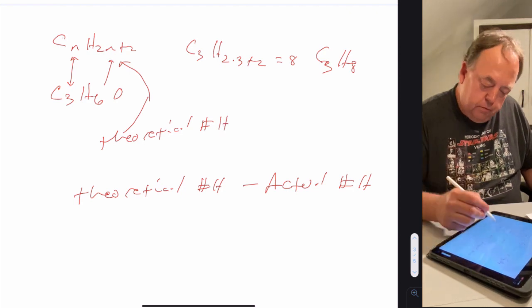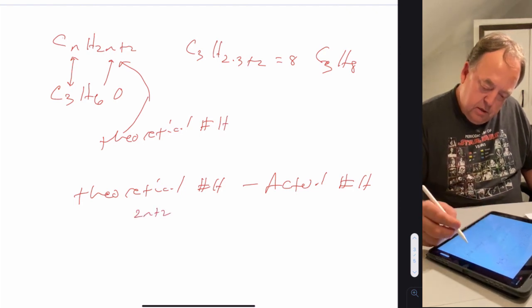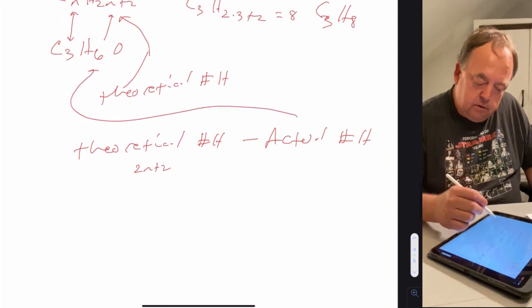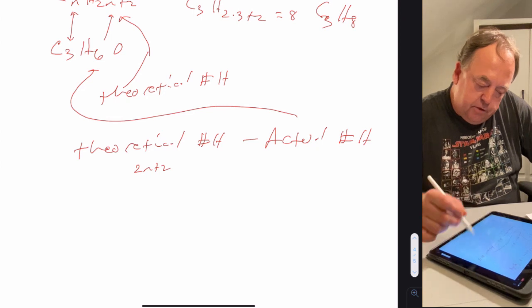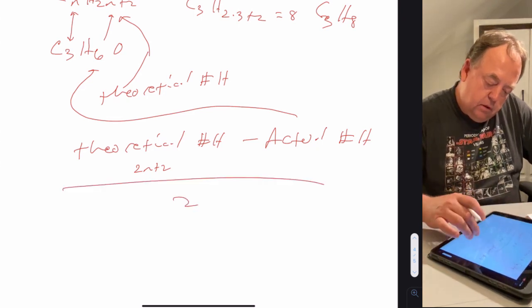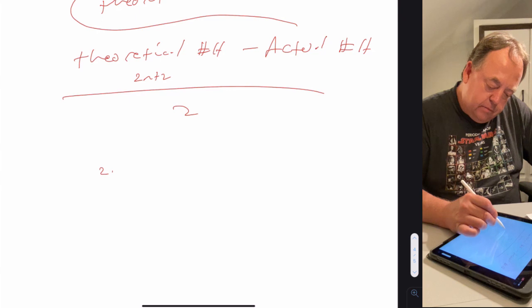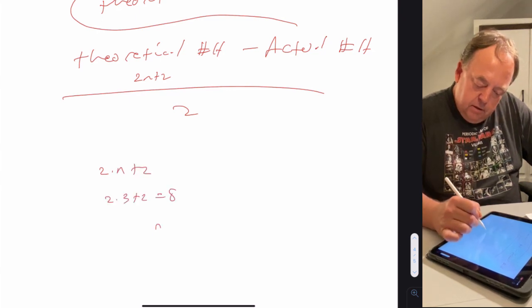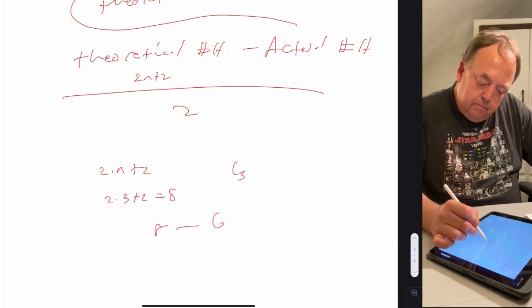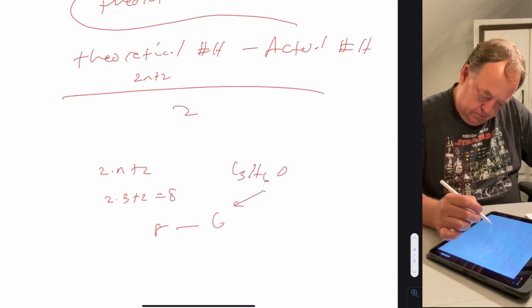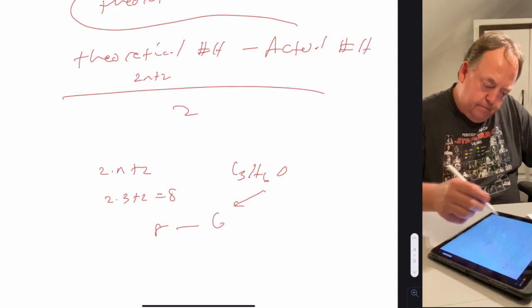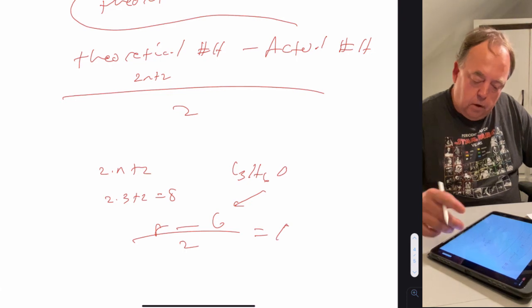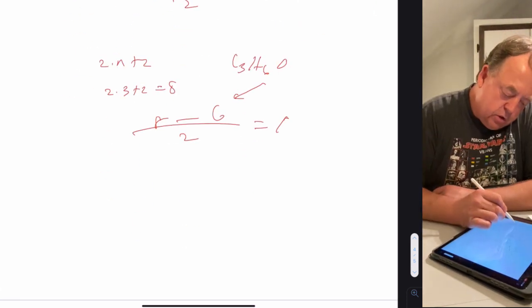Is 2n plus 2. The actual number is just whatever's in the formula, so C3H6O, and then divide by 2. So theoretical, 2 times n plus 2, so 2 times 3 plus 2 equals 8, minus actual is 6, divided by 2 equals 1.